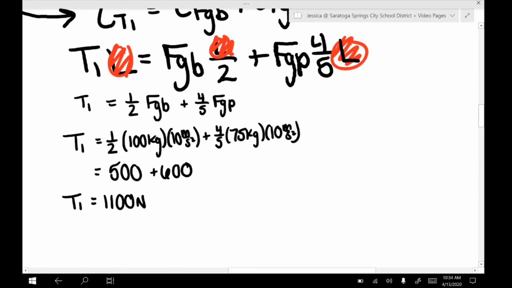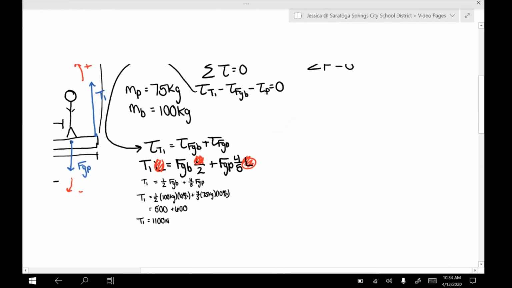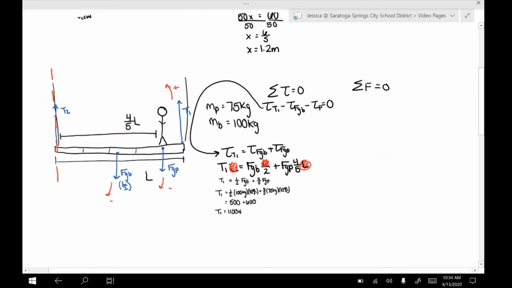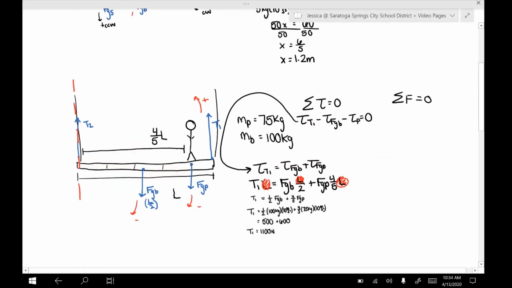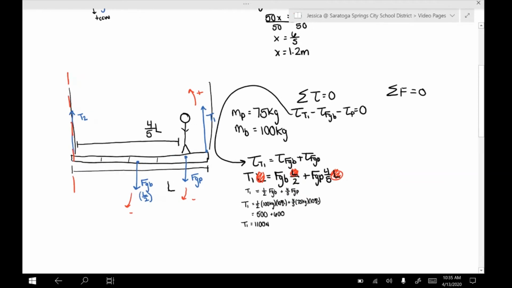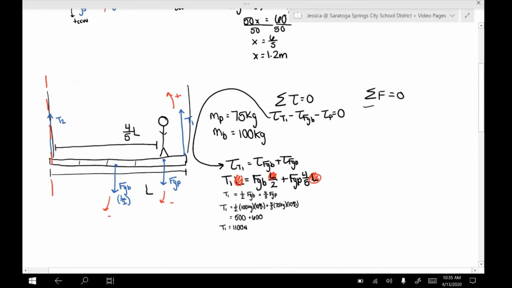Okay. So now that I have T1, I need to figure out what T2 is. Okay? And there's actually two ways for us to find T2. We could redo this torque problem, but just shift our axis of rotation to the right-hand side, because that would get rid of T1 in our equation. Or we could use a net force equation, because we know that all of the upward forces, T1 and T2, have to balance with all of the downward forces. And again, I'm talking forces, not torques. Okay, so this keeps the object from moving linearly, essentially falling up or down.